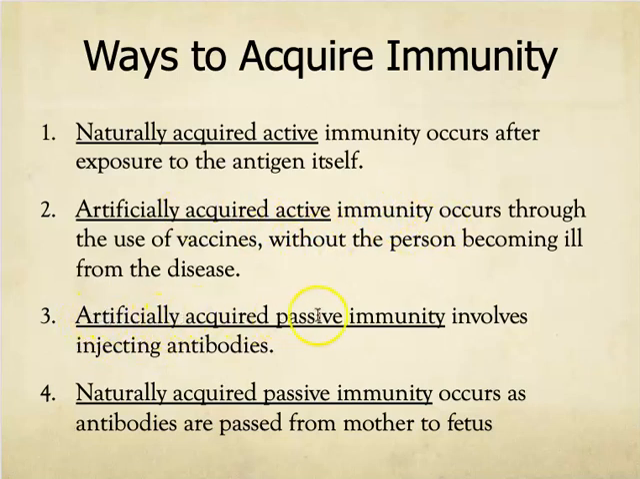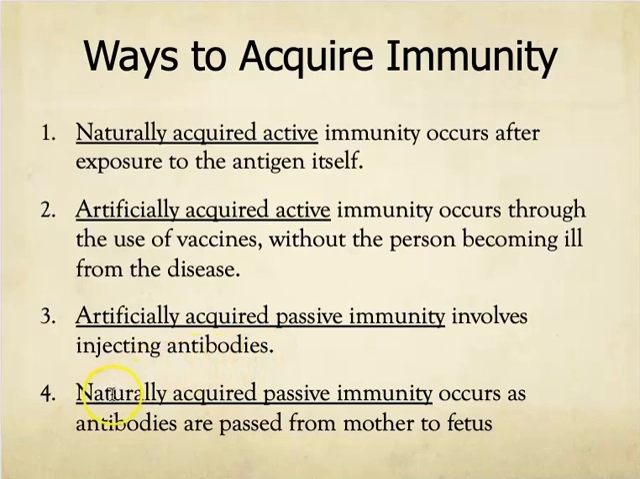There's artificially acquired passive, means it's artificial, so it's not happening naturally, and it's passive, so you're not producing any antibodies. So this means you're going to simply take antibodies from one person and inject them into another. Those antibodies don't live very long, so this isn't a long-term solution.